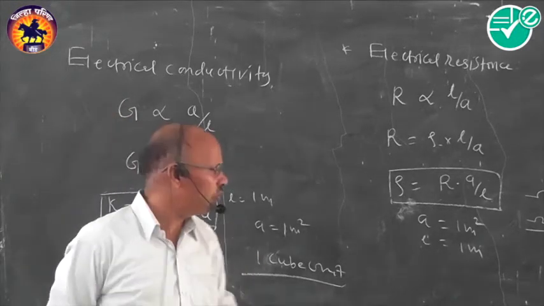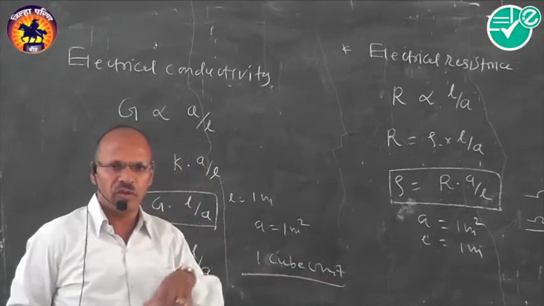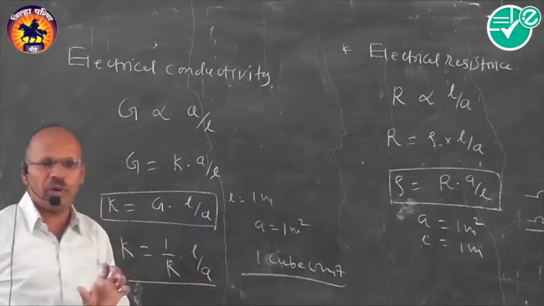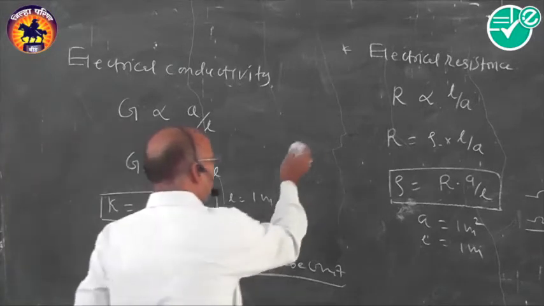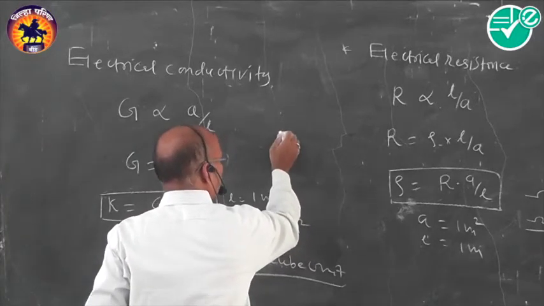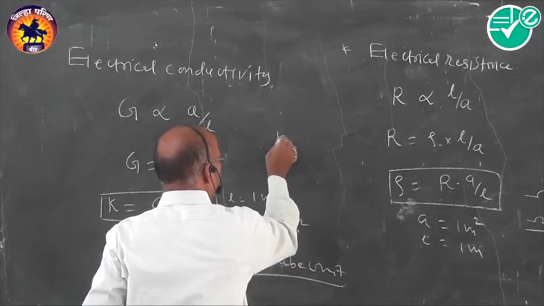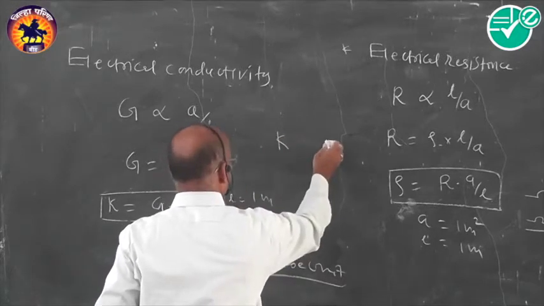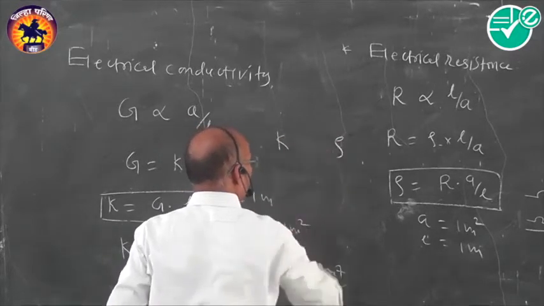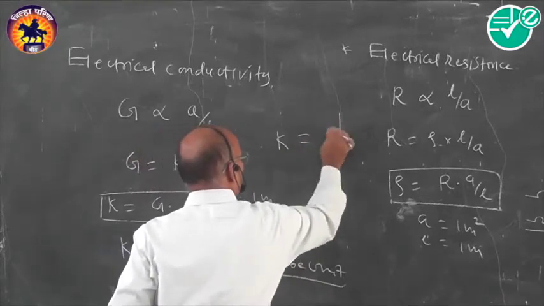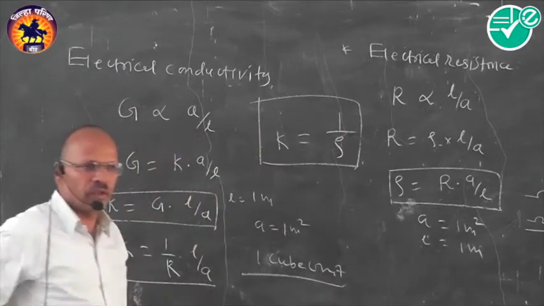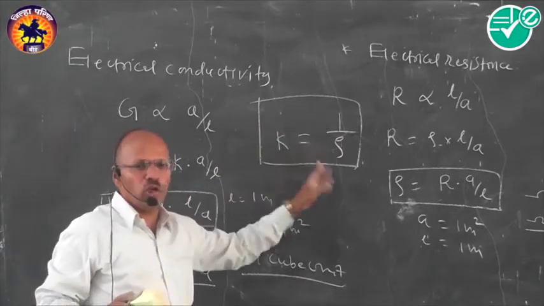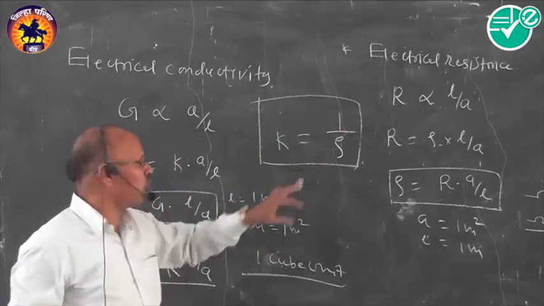From the MCQ point of view, it may be asked in examination, maybe from the JEE, or maybe from the CET, or maybe from the NEET also. Now if you think about these two terms, at the last we will have K and R, rho is there. If you think about the relationship, these two always vary inversely with each other.